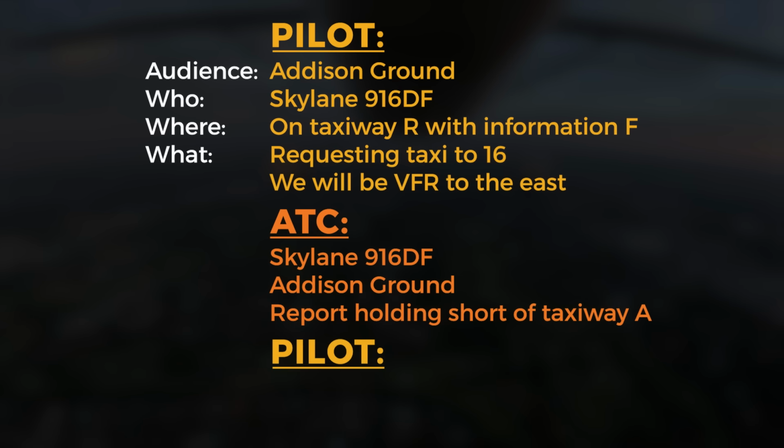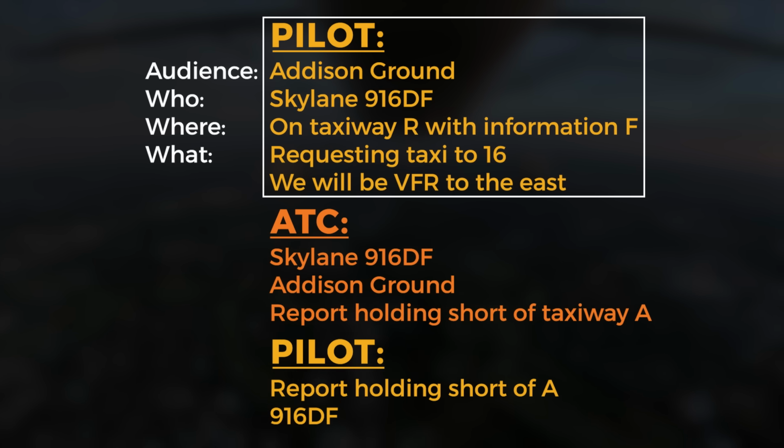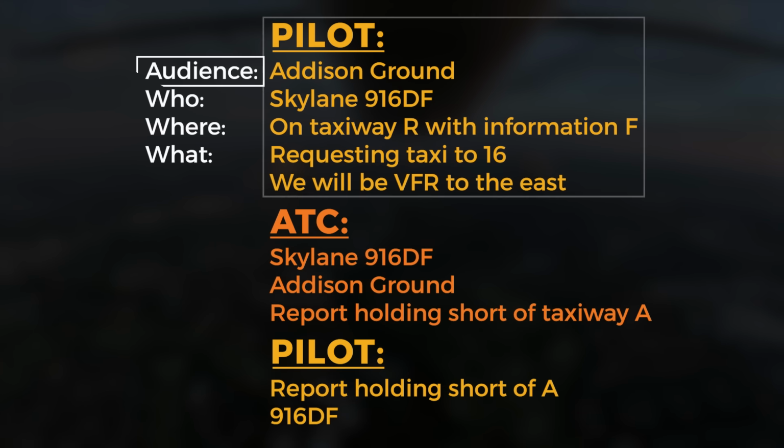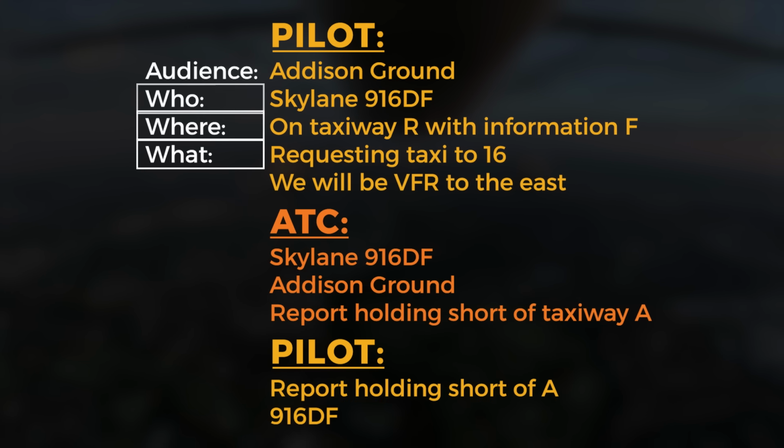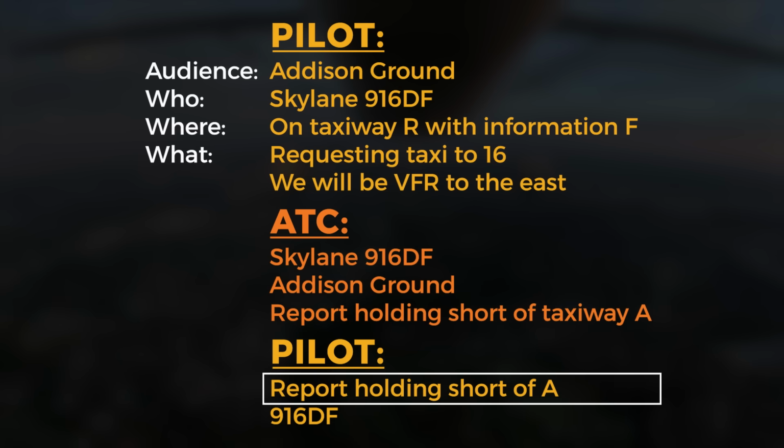And you'll just respond to them and say, report holding short of Alpha 916 Delta Foxtrot. So 2 quick things worth pointing out here. First, that first transmission when contacting ATC follows that cadence: who you're talking to, who you are, where you are, and what you want to do. After that, you basically just repeat anything else ATC tells you.